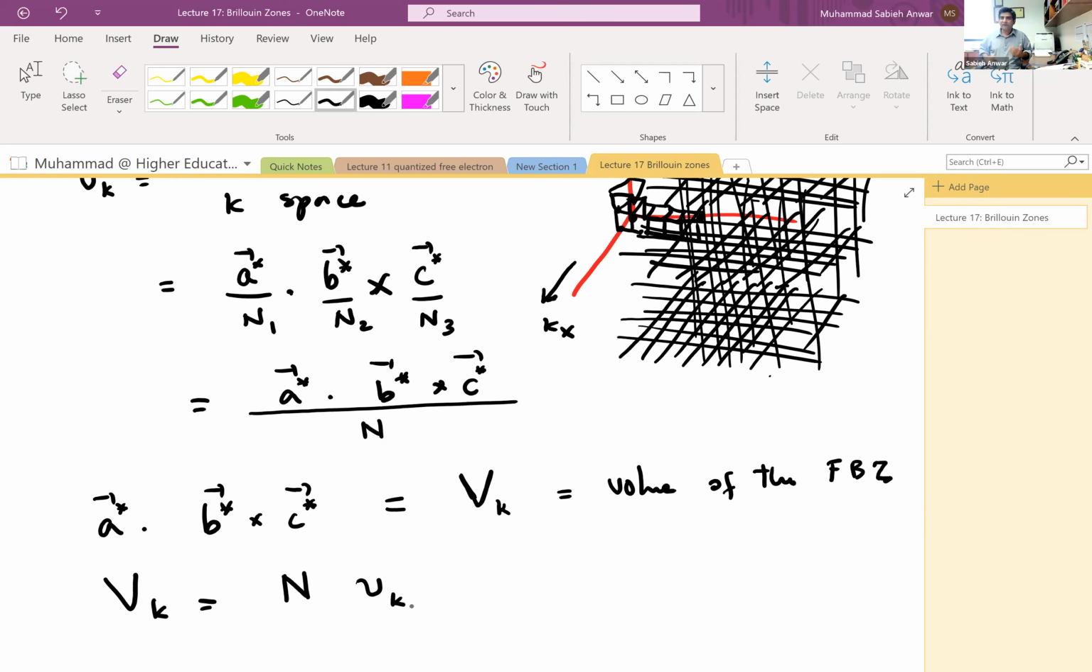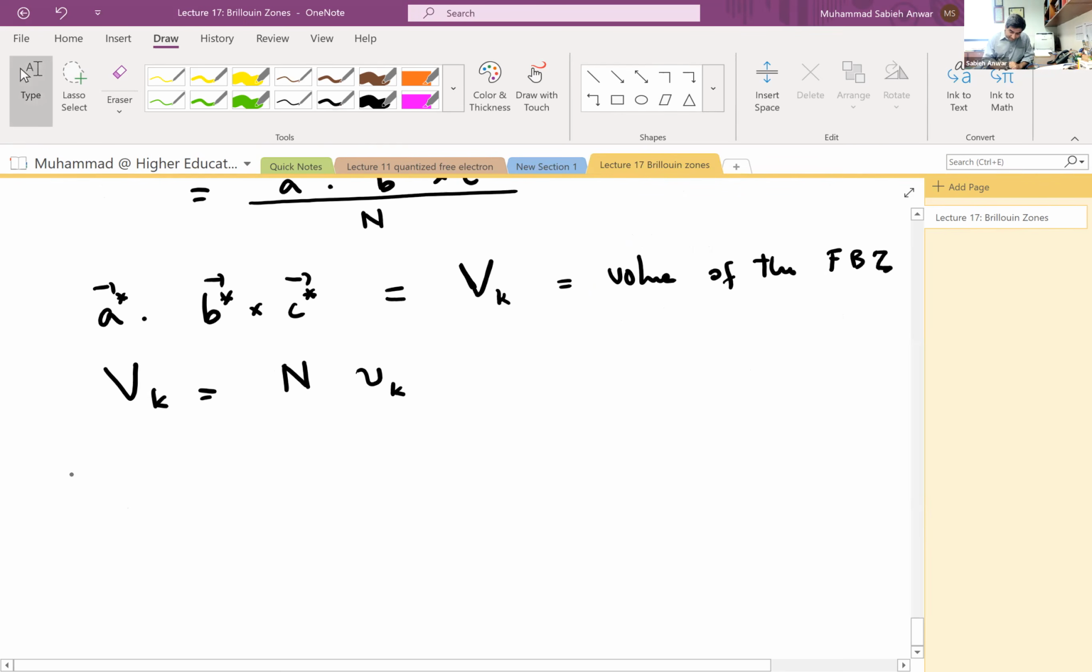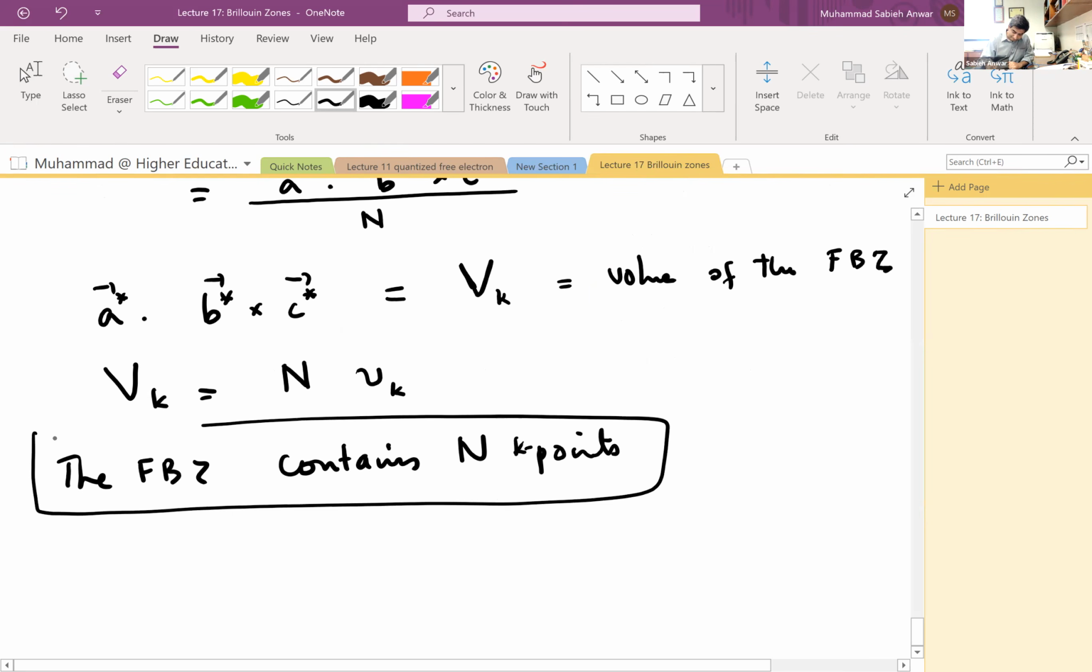If I'm talking about a cubic system in which a, b, c are all the same, then I could replace a dot b cross c with the volume of the unit cell. It's just a cube, and so on. So the key idea is that the first Brillouin zone contains N k points. The bigger the size of the solid, the more points there will be in the first Brillouin zone, more k points.